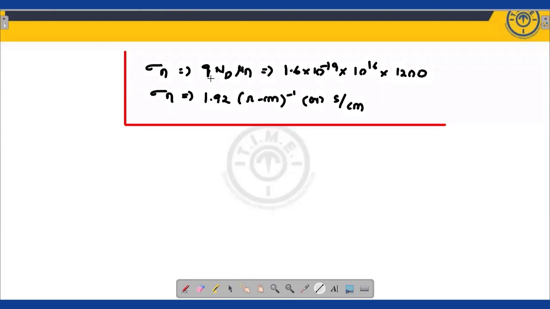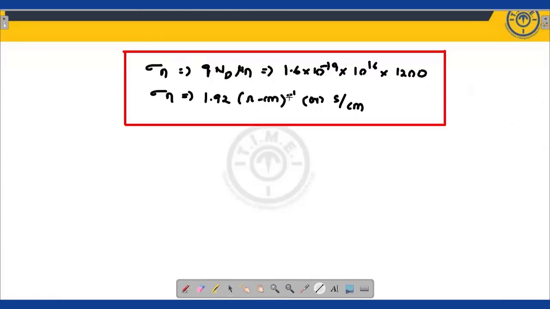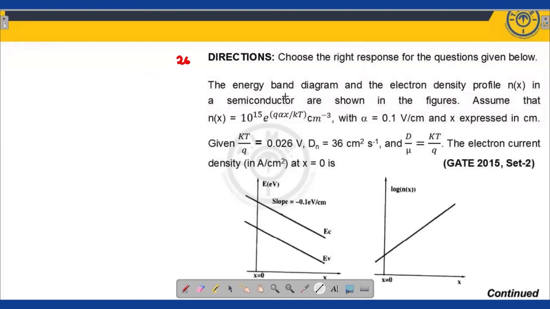These particular values, my dear friends, you are going to get over here, which is a very important point. I would like to bring it to your notice. Similarly, question number 26. Question number 25 is as usual, the parameters you got over here. Now question number 26 is the question that was asked in 2015 set number 2.